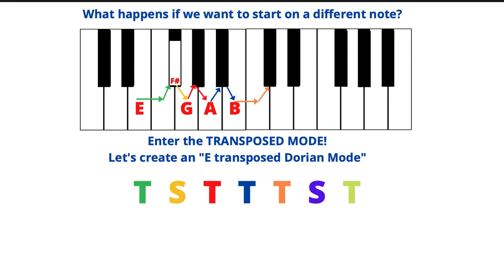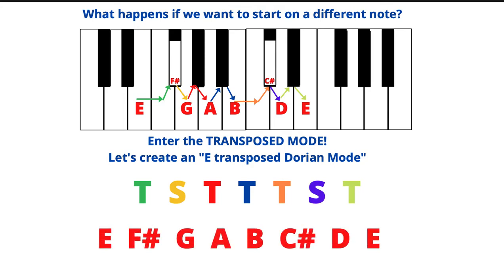The next tone is an orange. So if we move a tone, we go across to the white note and up to the black note. So we end up on C sharp. The next one is a semitone, which is in the purple, which takes us to D. And then the light green, we move another tone, which takes us to E. If we have transposed the mode correctly, it will start and end on the same note. So our E Dorian would be E, F sharp, G, A, B, C sharp, D, and E.